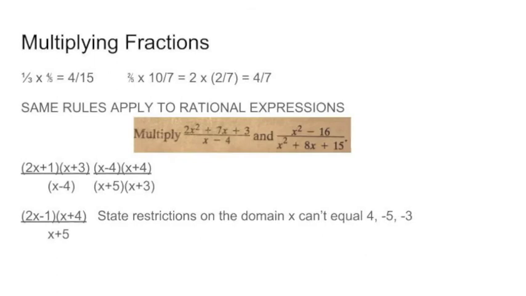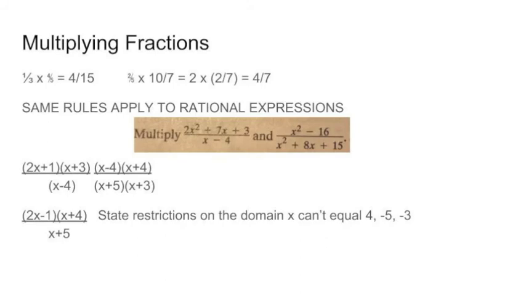That will leave us with 2x plus 1, sorry, that should be a plus 1. That will leave us with 2x plus 1 and x plus 4 all over x plus 5. And that would be our final answer. So we could then state restrictions on the domain and say, well, x cannot equal 4, -5, or -3, because any of those values when plugged into the original equation would make the denominator equal to 0.